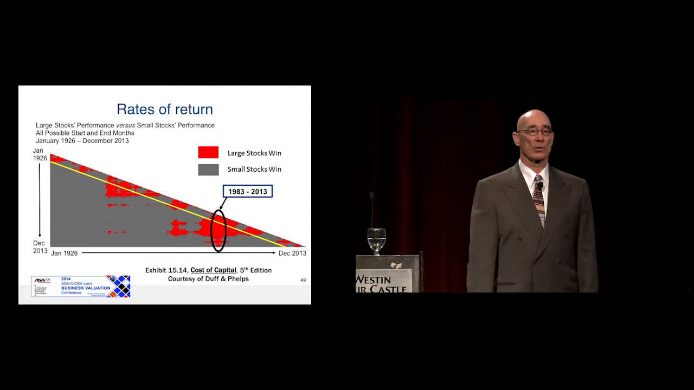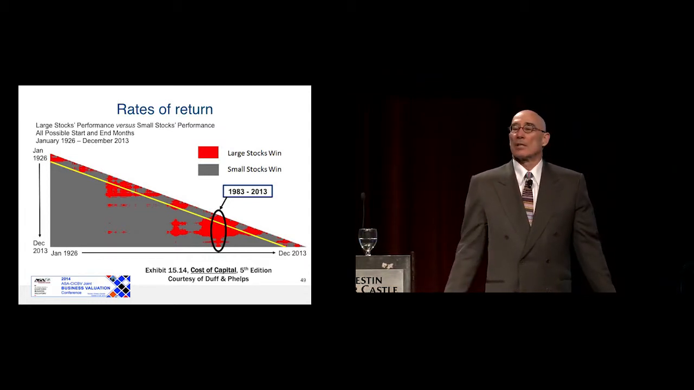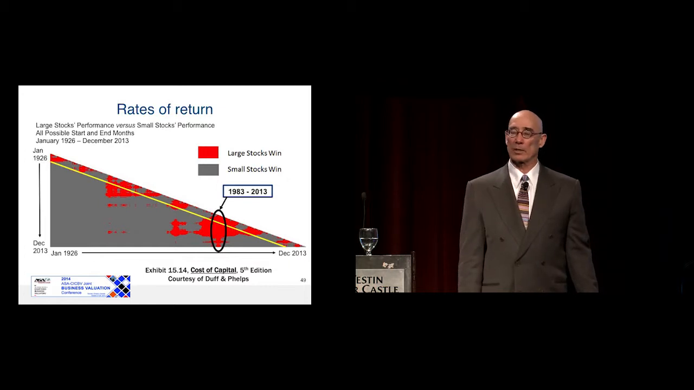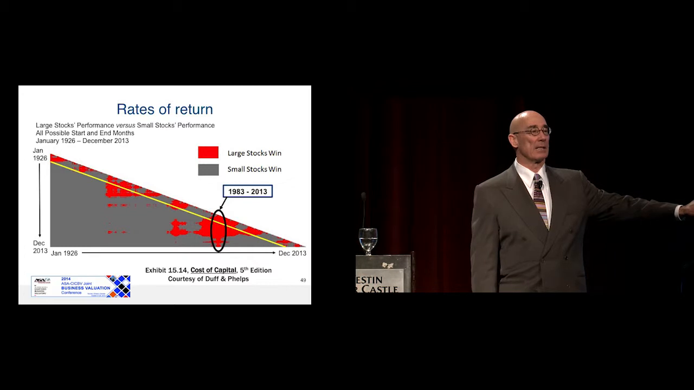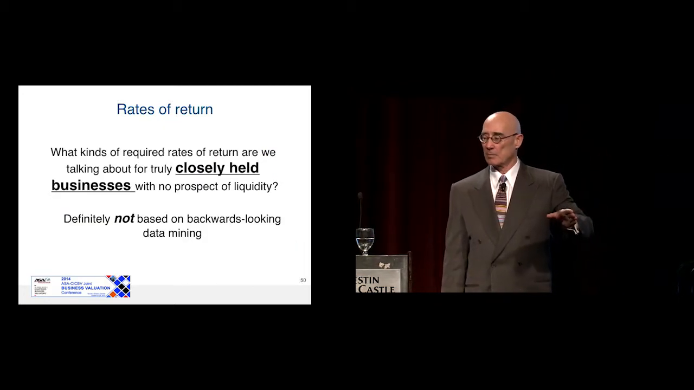And there were articles written about this. And of course, the whole point of what I'm saying is, just because they didn't win doesn't mean they're not more risky. They need a higher rate of return. The question is, how do you get that higher rate of return? You can't get it from the backwards-looking data. You can only get it from forward-looking data.